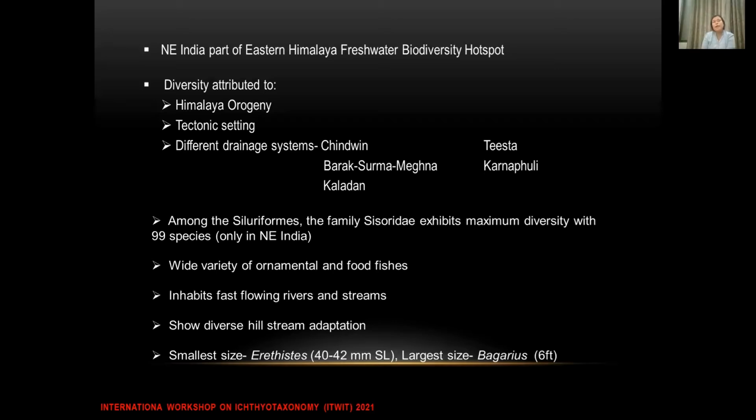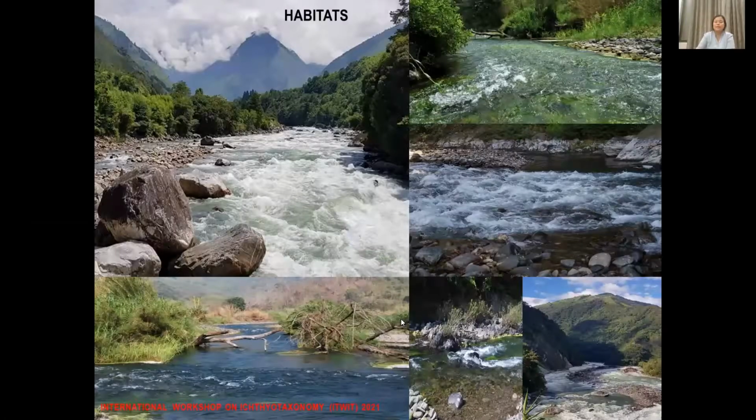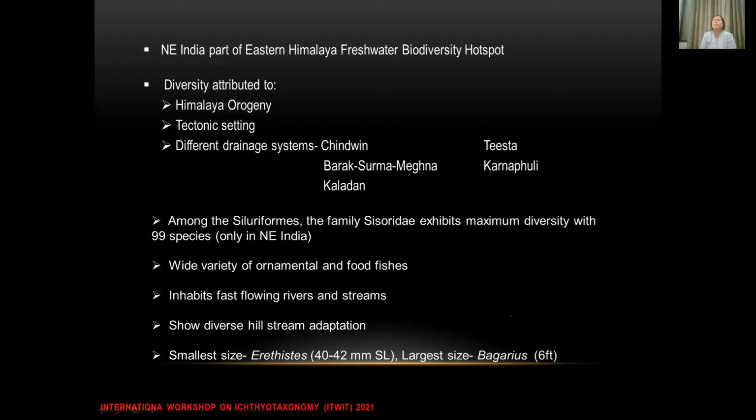Among the Siluriformes, the family Sisoridae exhibits maximum diversity, with around 99 species in Northeast India alone. It is highly ornamental, and some of them have food value, so they are considered food fishes. They inhabit fast-flowing rivers and streams. That's why they are also called mountain catfishes, as I have said. As such, they also show diverse hill stream adaptations morphologically.